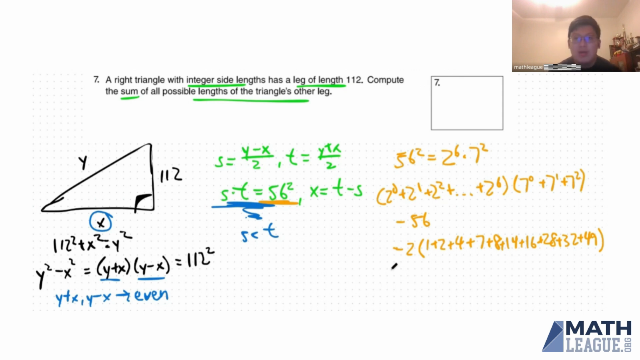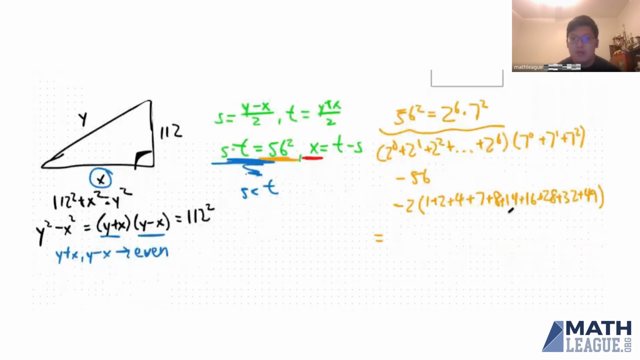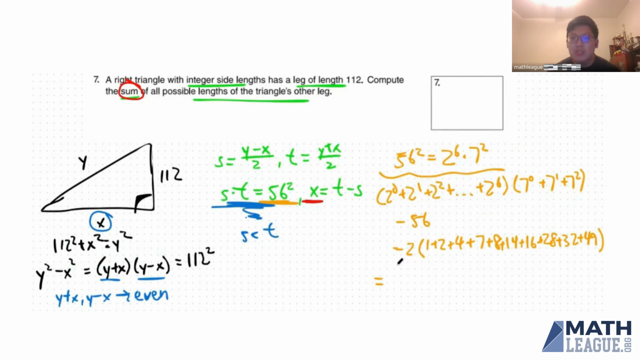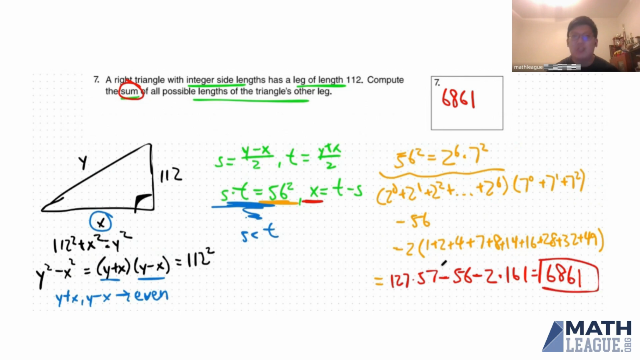There are 10 here. So that means that we can compute our final desired sum of all possible lengths of the triangle's other leg, which is the sum of all possible values of x, which is going to be 127 times 57 minus 56 minus 2 times, those will sum to 161. And if you calculate this out, you will get 6,861. And that is our answer to problem 7 of this target round.